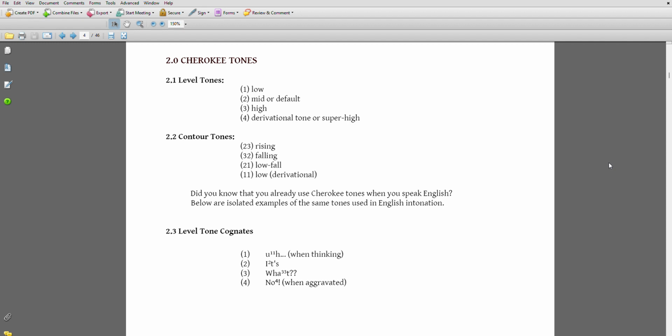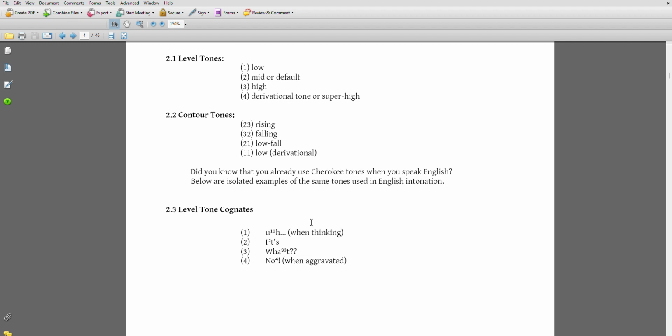4 tone? No. When aggravated. You also hear this tone when you're surprised, like, oh. It's what? Oh. Like now I understand. So that right there goes through all the tones.